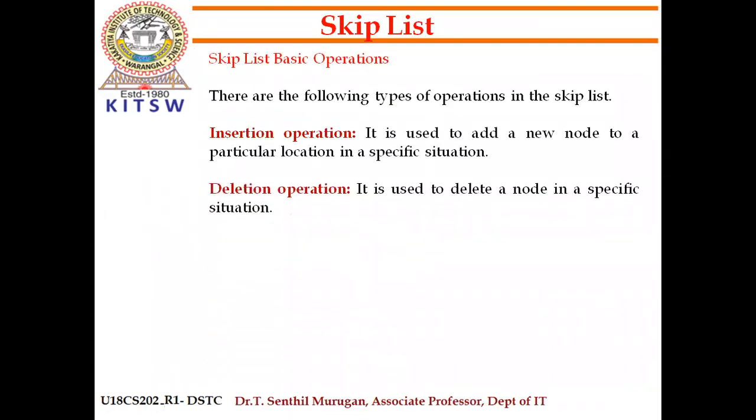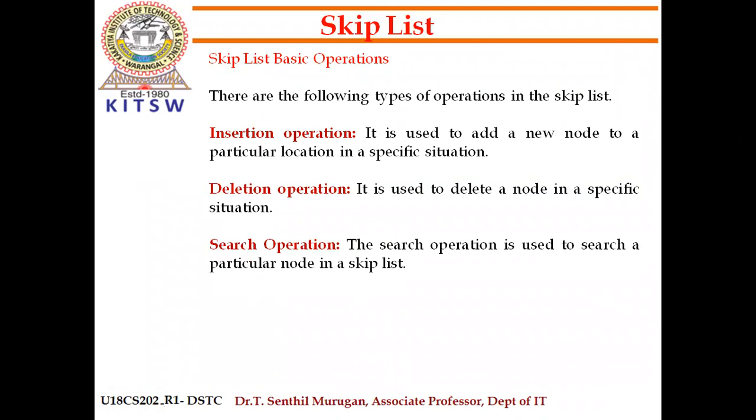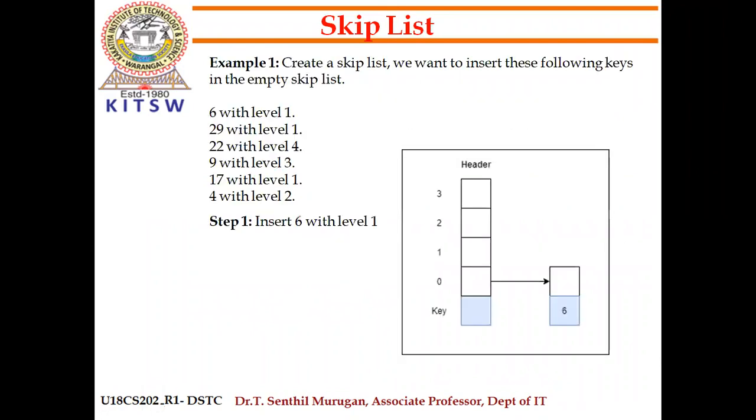What operations are there in the skip list? We can perform three operations. Insert operation, that means adding a new node at a particular location in a specific situation. Delete operation, where we can delete a node in a specific situation. Search operation, where we can search whether an element is available in the list or not.